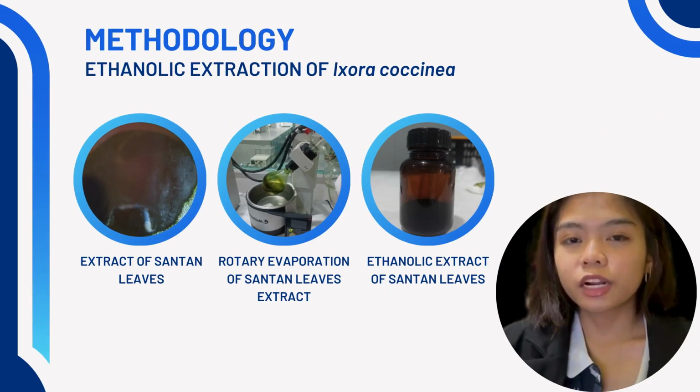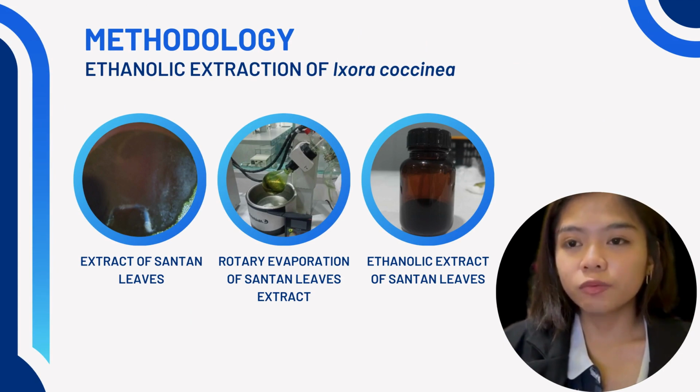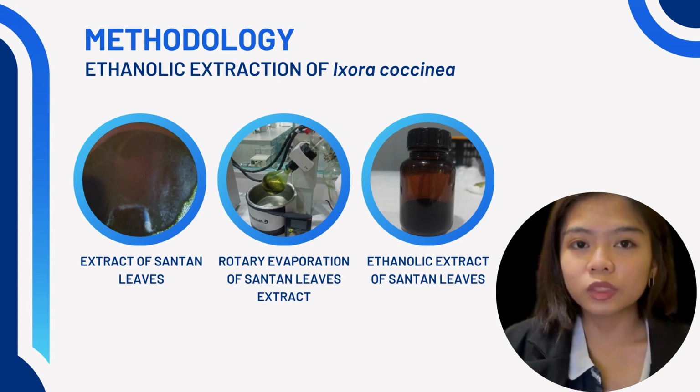For the actual experimentation, the first phase was the ethanolic extraction of santan. The 2 kg of santan leaves was air-dried at room temperature for 3 days, and with the aid of a household blender, the air-dried leaves were pulverized. The powder of the leaves was soaked in 95% ethanol for 24 hours. After soaking, the solution was filtered and subsequently put in the rotary evaporator and went through dilution with distilled water.